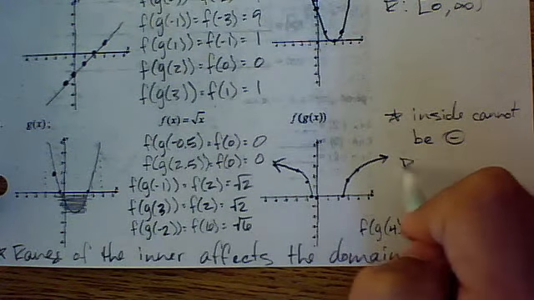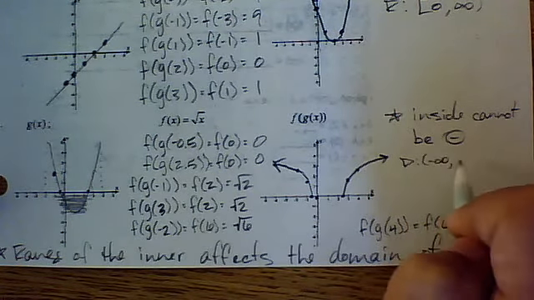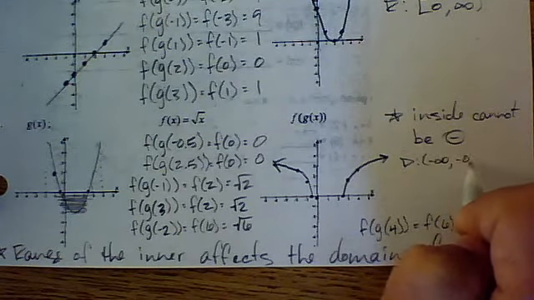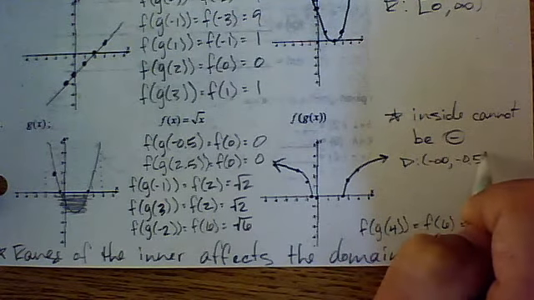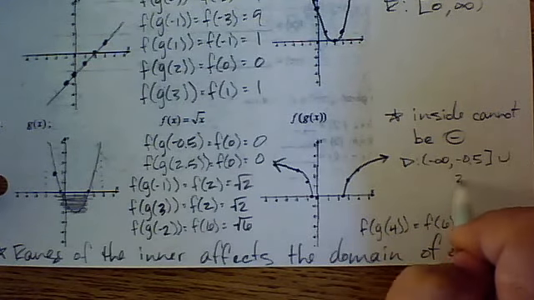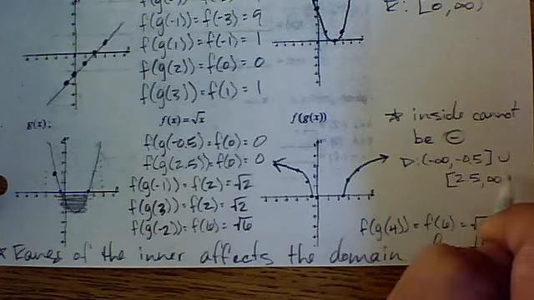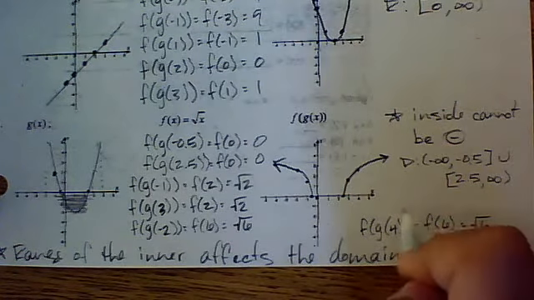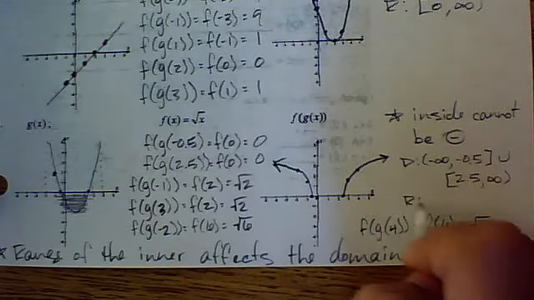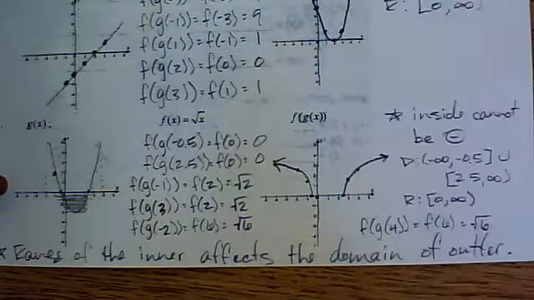So my domain, I'm running out of room here, my domain is negative infinity to negative 0.5. It'll touch there, and then it'll jump over and continue at 2.5 to positive infinity. And then the range is greater than or equal to 0.